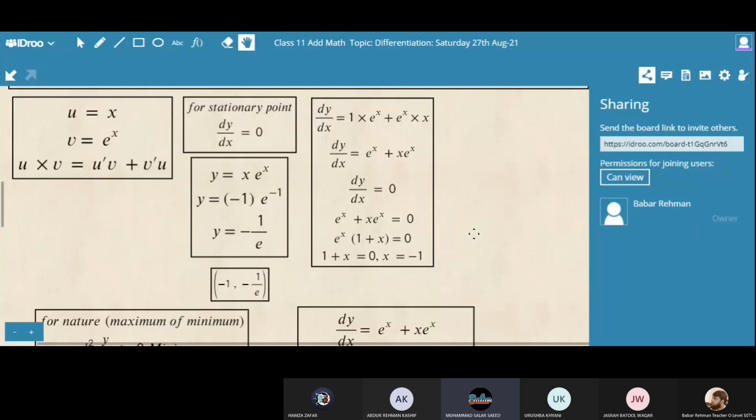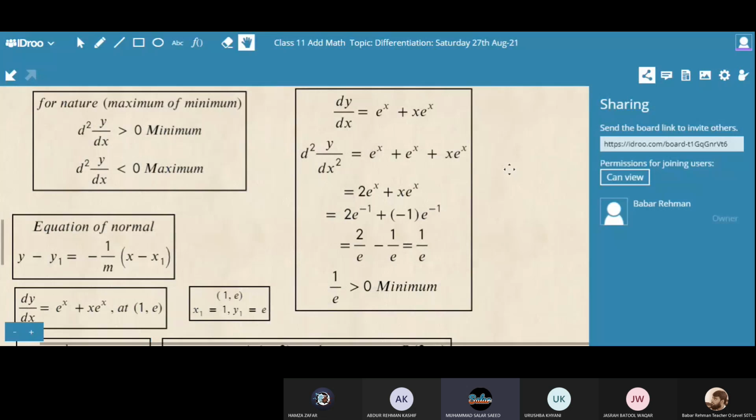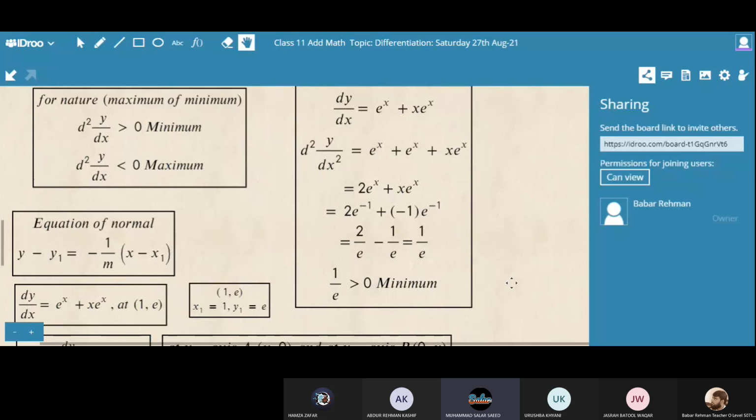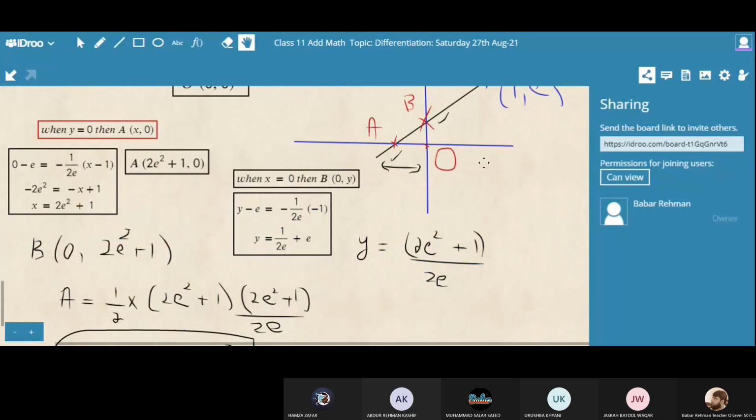We also found the area of the triangle with the help of the equation of the normal by inserting the values of a and b, and by constructing a triangle on the graph, and then finding the area of the triangle.